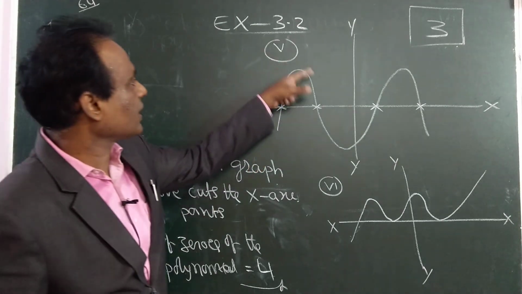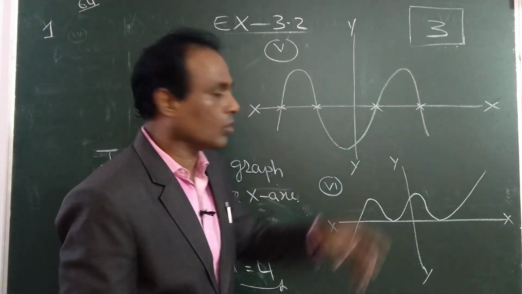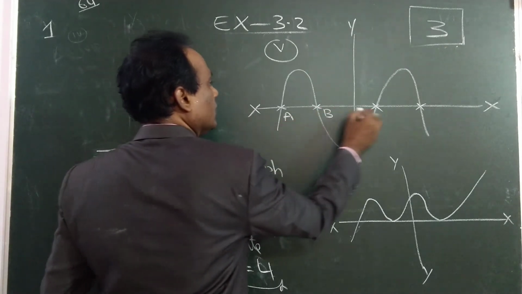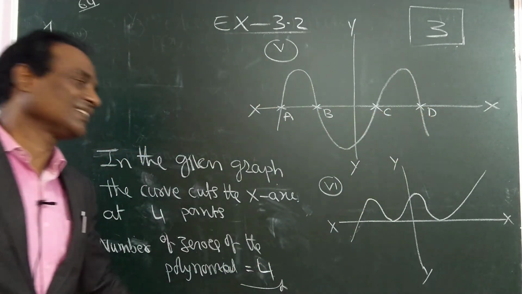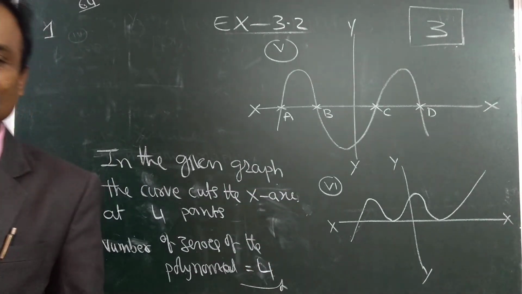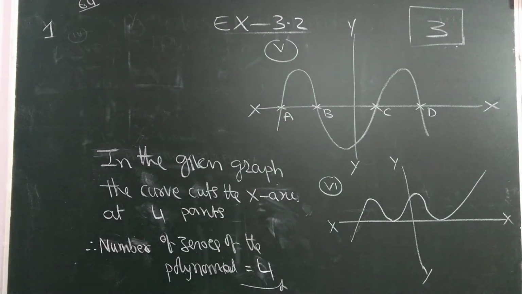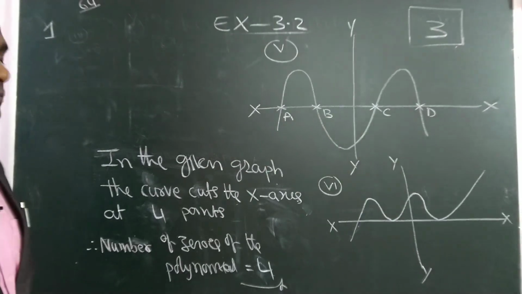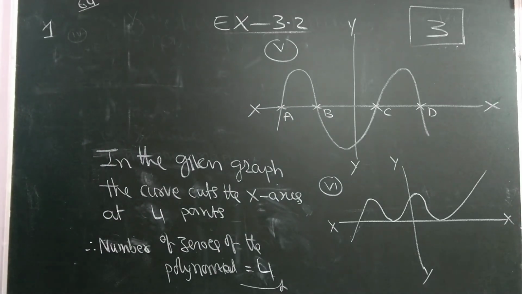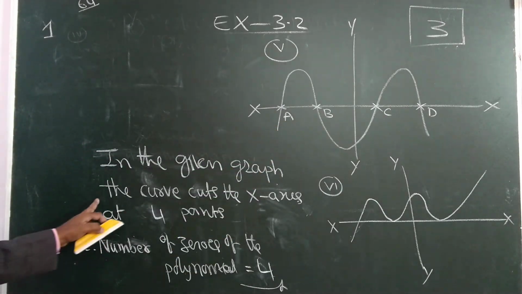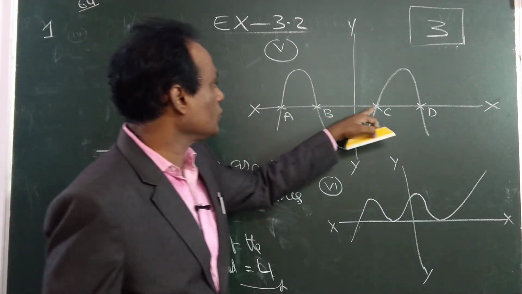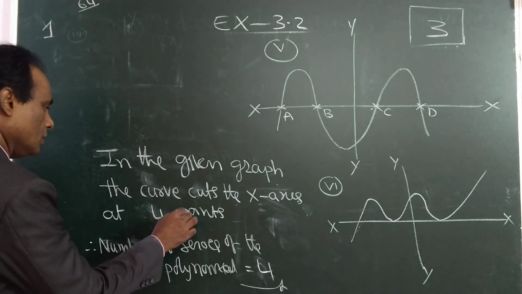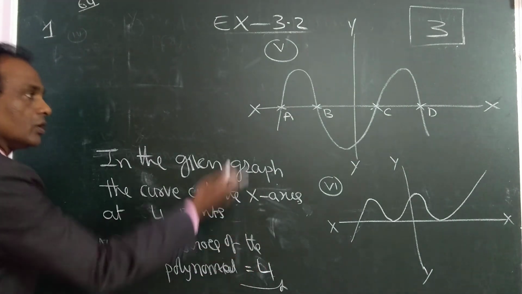You can see here, this graph is cutting the x-axis at 1, 2, 3, 4. Suppose you take the points A, B, C, D, 4 points. So 4 is the answer. Write down this. In the given graph, the curve is meeting the x-axis at 1, 2, 3, 4 points. The number of zeros of the polynomial is equal to 4.